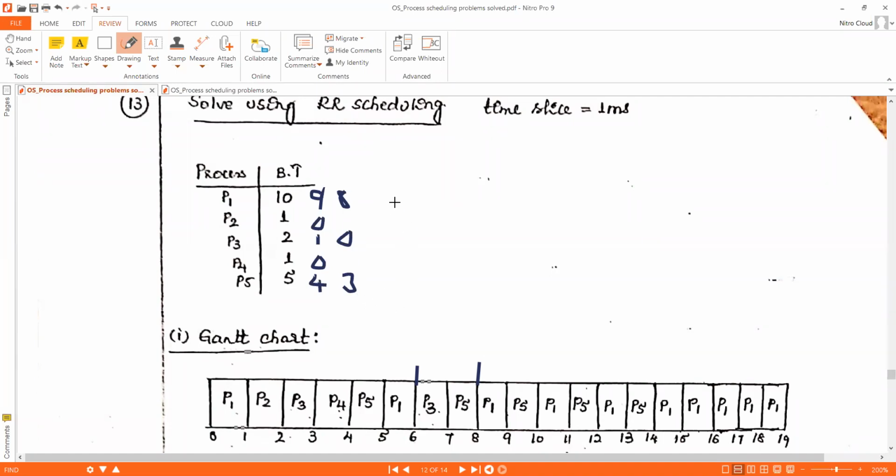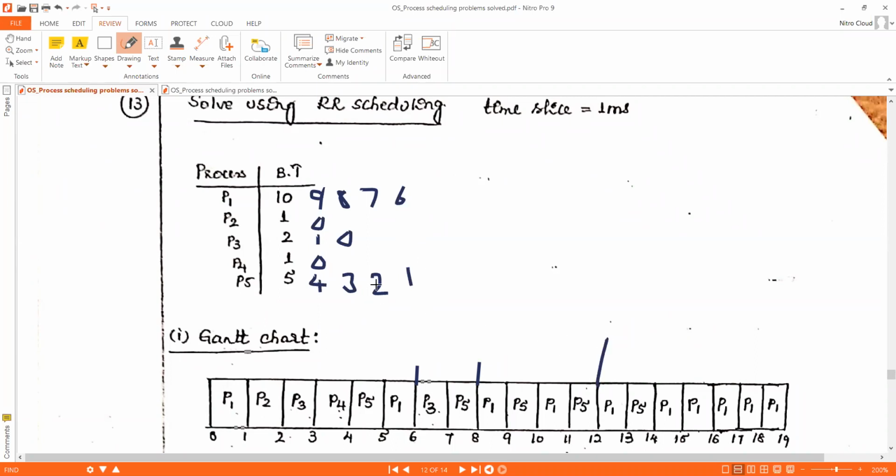Next, the CPU will be given to process 1. The CPU will execute it for 1 millisecond. The remaining burst time for process 1 is 7 milliseconds. Then the CPU will be given to process 5. Process 5's remaining burst time is now 2 milliseconds. Then again the CPU will be given to process 1. What is the remaining burst time? 6 milliseconds. Again, the CPU will be given to process 5. What is the remaining burst time? 1 millisecond.